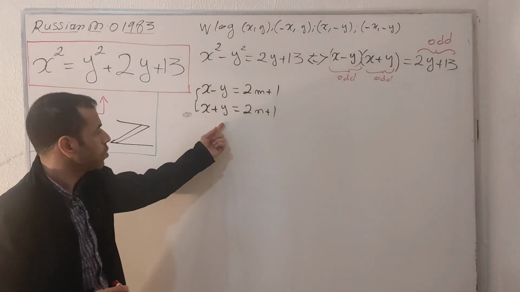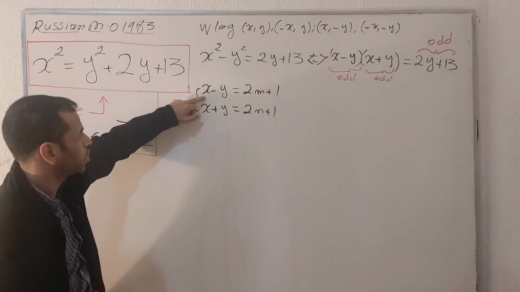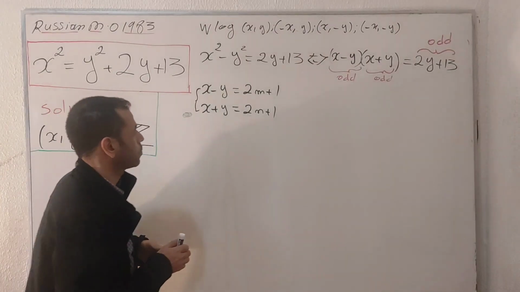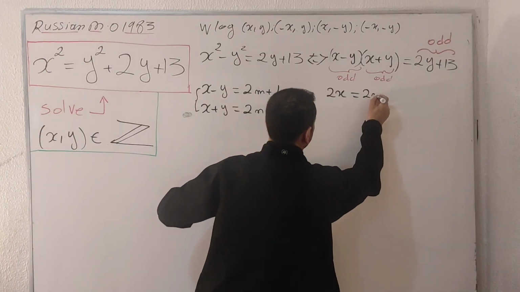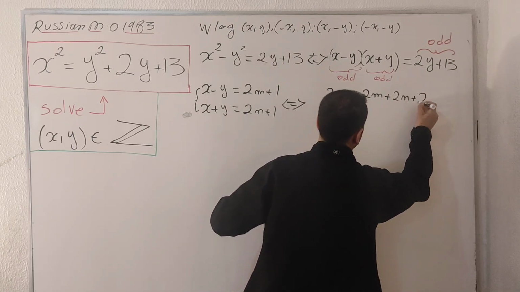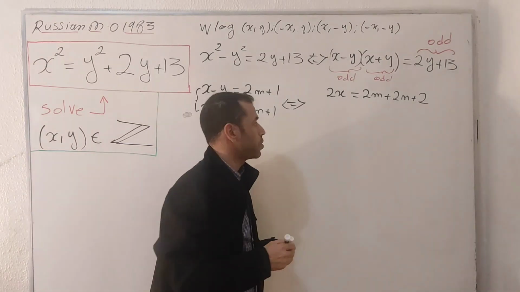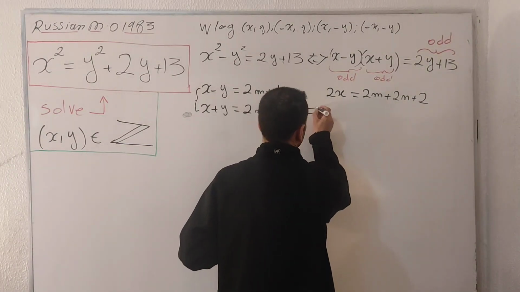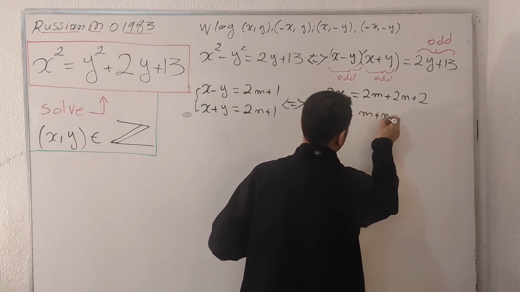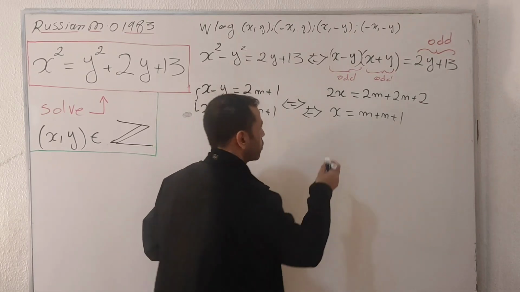So the next thing now, I'm going to solve for x and y. I'm simply going to sum these two equations. By doing that, y will be cancelled out. I will be left with 2x equals 2m plus 2n plus number 2, okay? Then I'm going to divide both sides by number 2. So I will get x equals m plus n plus number 1. So I'm going to keep this one for later.